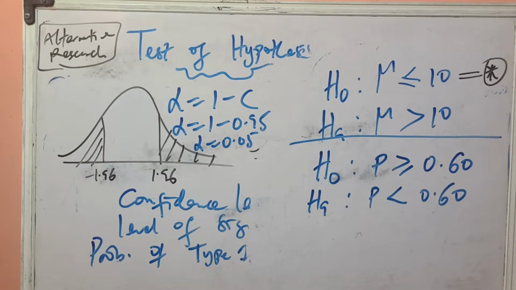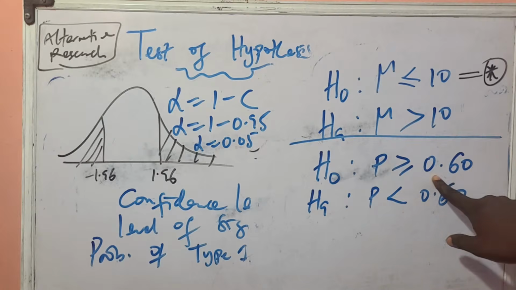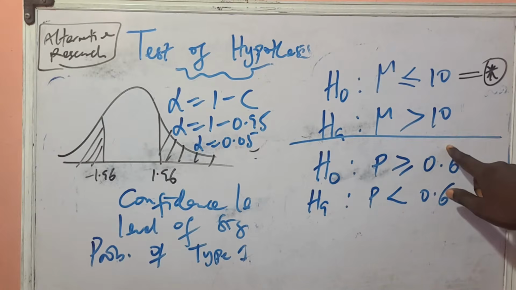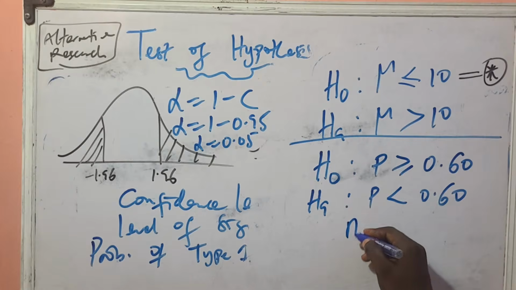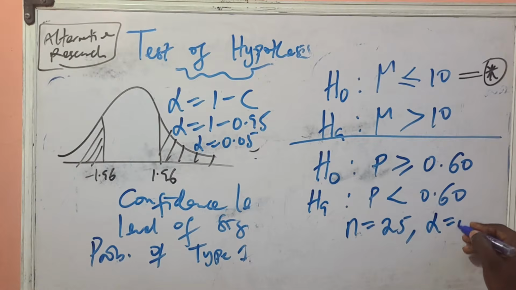So the belief that the school board held was this. The teacher is arguing that he doesn't accept this claim. He believes that it's not supposed to be up to this. So of course, you cannot just accept the teacher's claim on its own. You have to subject this to a test. And don't forget, we were told that he randomly samples 25 students. That means in this case, n is equal to 25. And the level of significance is 0.02. That means alpha here is 0.02.